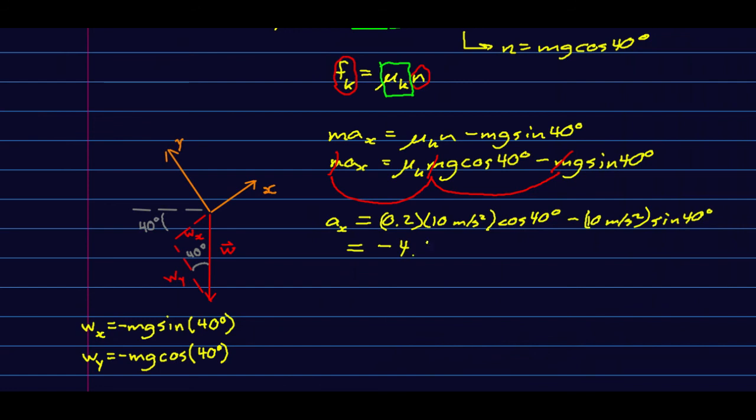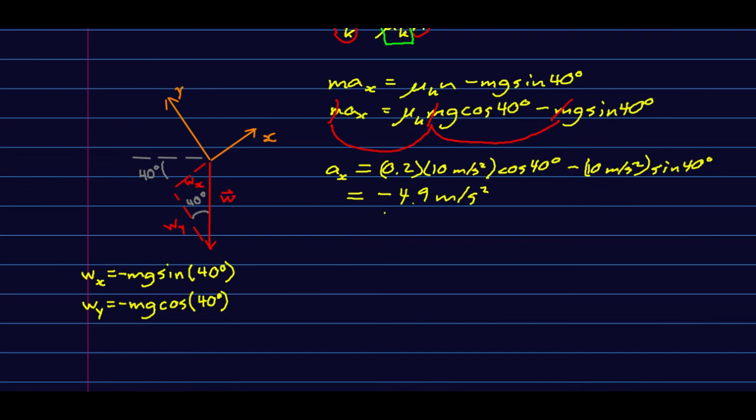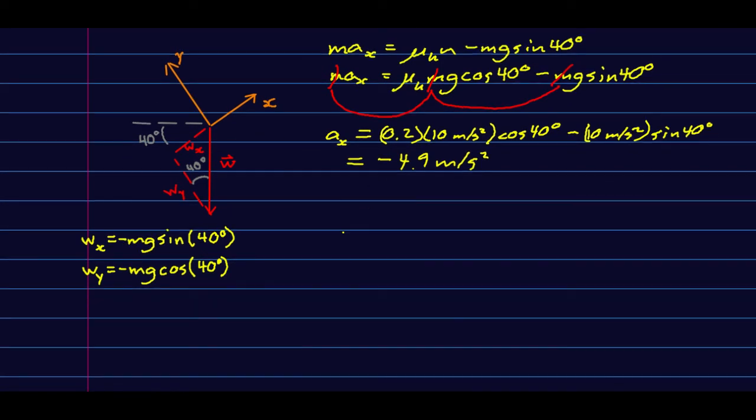Negative 4.9. Does that mean it's slowing down, right? A negative acceleration slowing down? No, hold on. Remember, we set F net up the slope speculating that this was slowing down. If we'd got a positive answer, that would mean it was pointing in the positive x direction as we guessed here. But it's not, it's negative. And so that's telling us that the acceleration is 4.9 meters per second squared down the slope. That means this is speeding up.